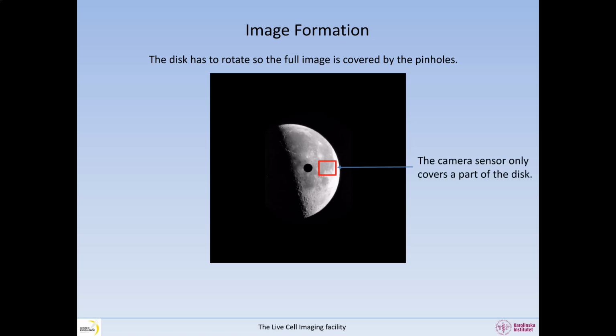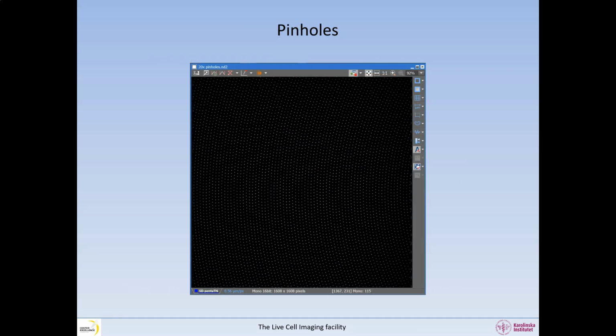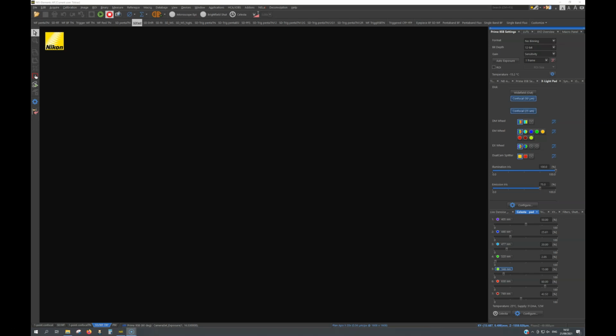In reality, the camera sensor is only covering a small part of the disk, and this is also the only area illuminated by the optics of the microscope. Let's have a look at the camera sensor image of a still disk. We can see the thousands of pinholes. We will now acquire some fast time lapses using the spinning disk multipoint confocal. We will start with setting up the imaging parameters for the camera.